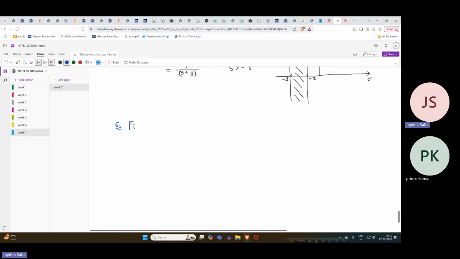Find the Laplace transform of x(t) is equal to e to the power minus 2t u(t) plus e to the power minus 3t u of minus t.